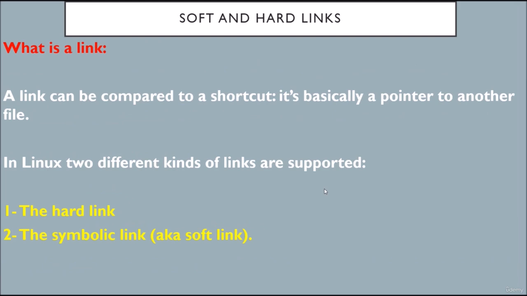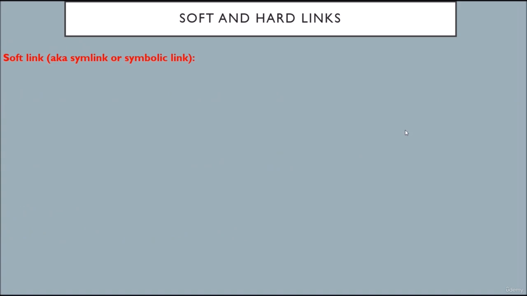Let's start with what a link is. A link can be compared to a shortcut. It's basically a pointer to another file. In Linux, two different kinds of links are supported, the hard link and the symbolic link, also known as the soft link. Let's start with the soft link.